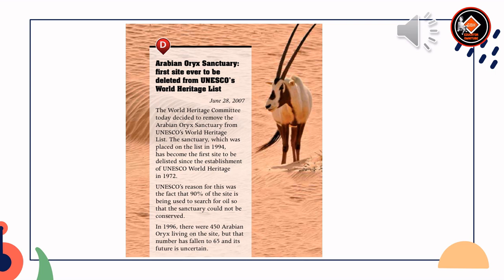UNESCO's reason for this was the fact that 90% of the site is being used to search for oil, so that the sanctuary could not be conserved. In 1996, there were 450 Arabian oryx living on the site, but that number has fallen to 65, and its future is uncertain.